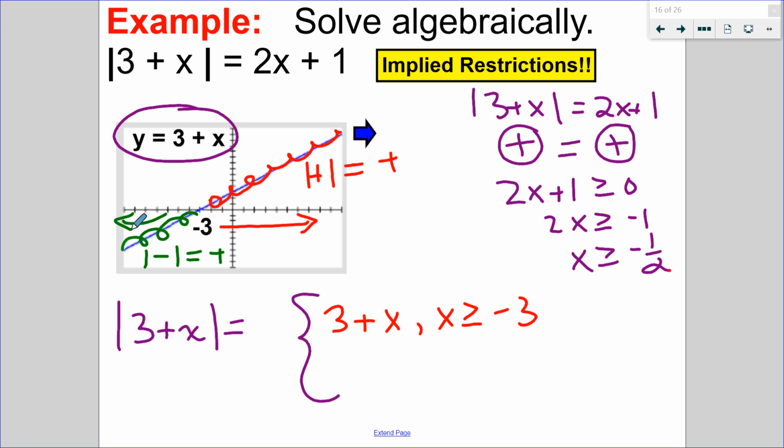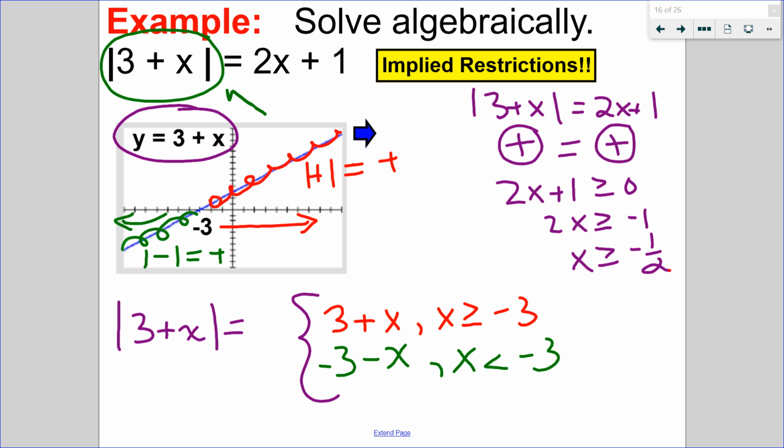To show that it's reflected, I multiply the entire equation by negative 1, just making everything opposite. The opposite of 3 is negative 3. The opposite of plus x is minus x. And that will happen anytime x is less than negative 3. Now that I have my piecewise function and my overarching implied restrictions, I'm ready to solve. What solving is going to look like is I am going to replace this absolute value.